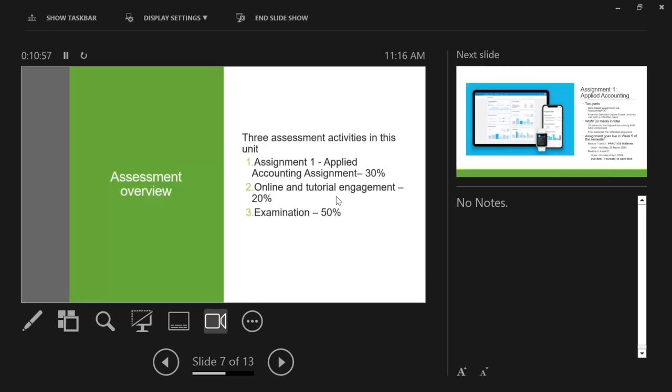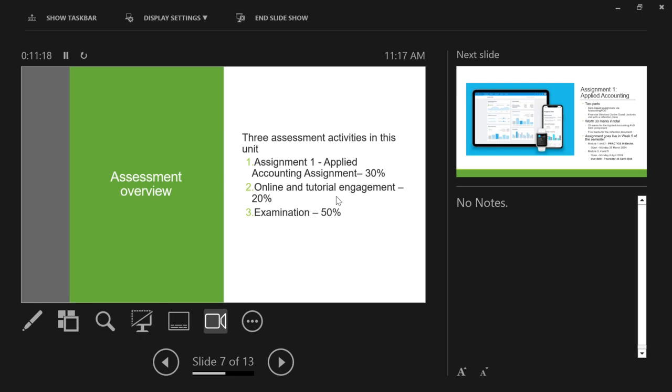Again, there are 3 assessment activities for this unit. One will be the applied accounting assessment, which carries 30% weight. And then there will be an online and tutorial engagement, which carries 20% weightage, and an examination of 50%. So these 3 cumulatively make 100%.